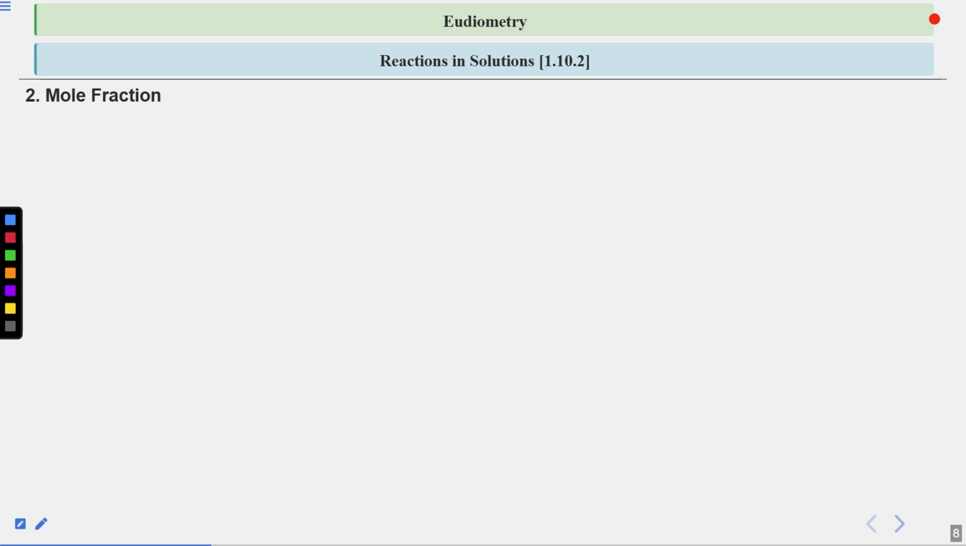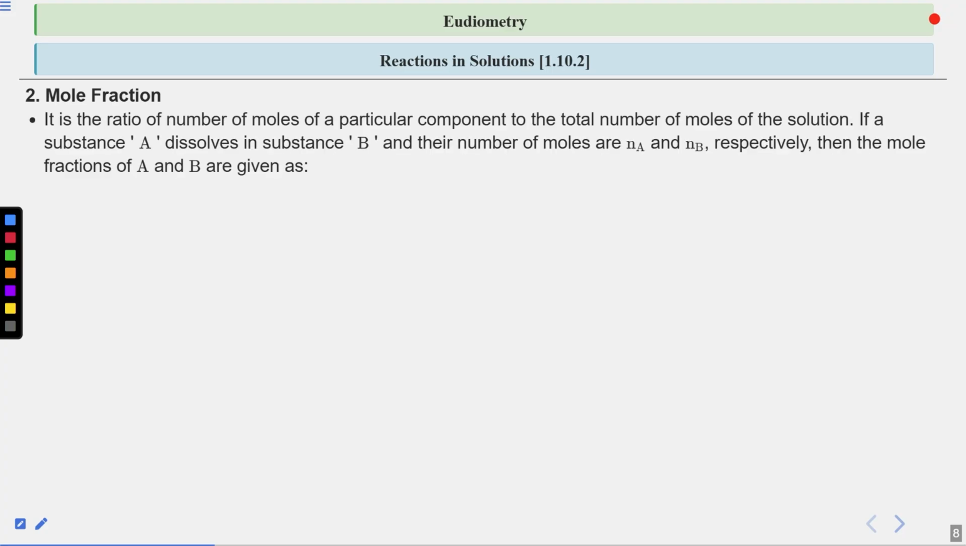Our next concentration term is mole fraction. Yes, Hargum, what is your doubt? What specifically are you facing trouble in? You can just write it in the chat section. Is it related to the previous question? Okay, so just write your doubt. I'm moving forward till that time. So what is mole fraction?